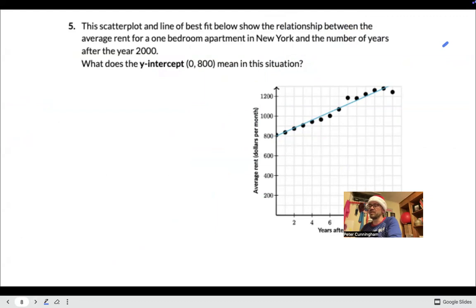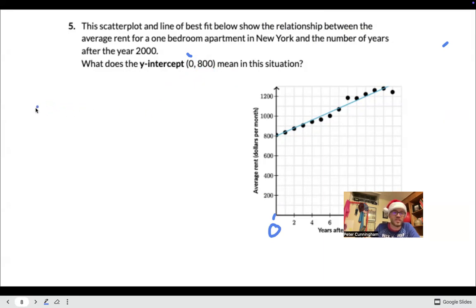All right, right here in this study, again, it's asking what is the y-intercept. If you're wondering what the y-intercept is, literally go to the y-axis. What does it say? Average rent in dollars. Years after 2000 is on the x. So if you're 0 years after 2000, that means it is the year 2000. And 800, that's your rent.